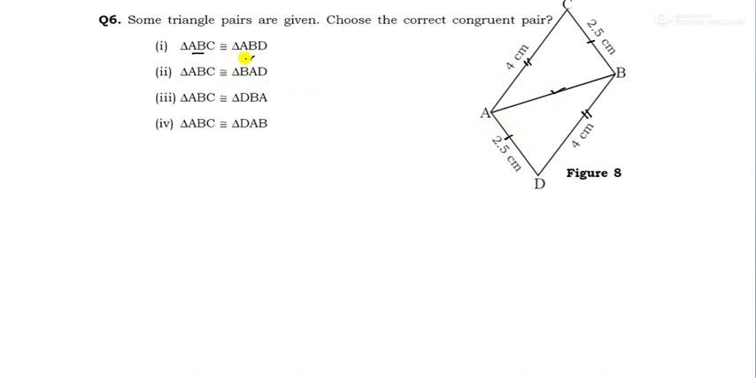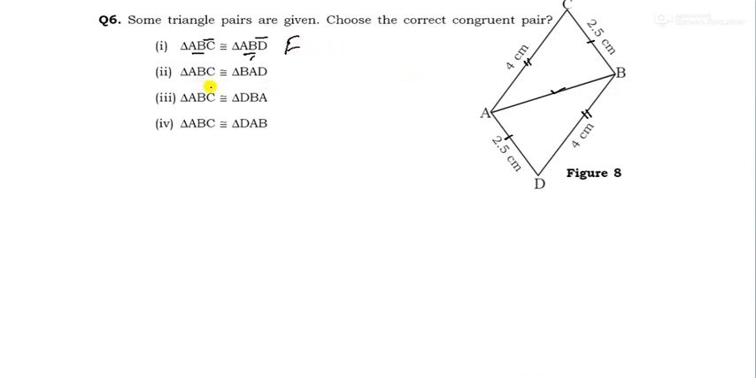So correct, AB is equal to AB, right? Now BC, what happened in the BC? BC and BD both are equal. BC, this one 2.5, and BD both are unequal. So that is the false statement.